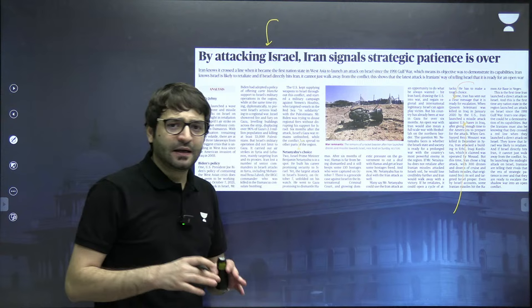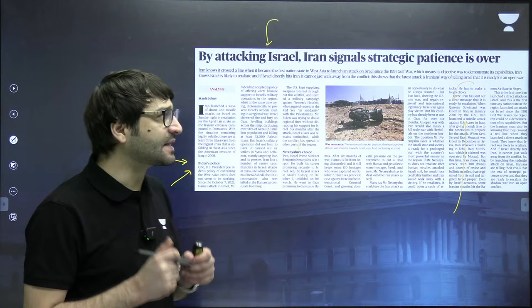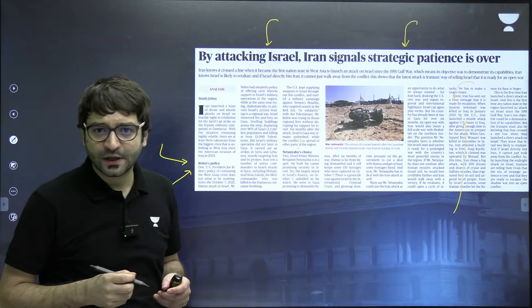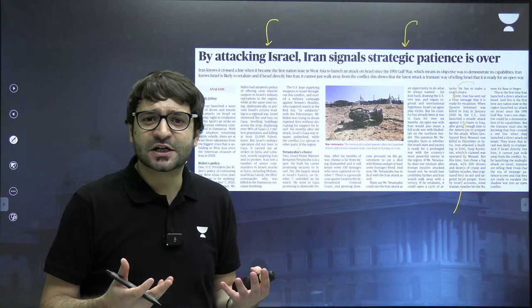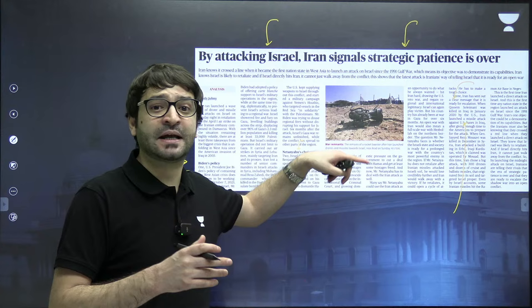This attack by Iran on Israel gives us a sense that Iran is signaling that strategic patience is over. What is strategic patience? Previously, Iran was attacked. Sanctions were imposed on Iran. Some of the important generals were killed. Some of the important leaders were assassinated. But even then, Iran would not retaliate in this manner, in this fashion.